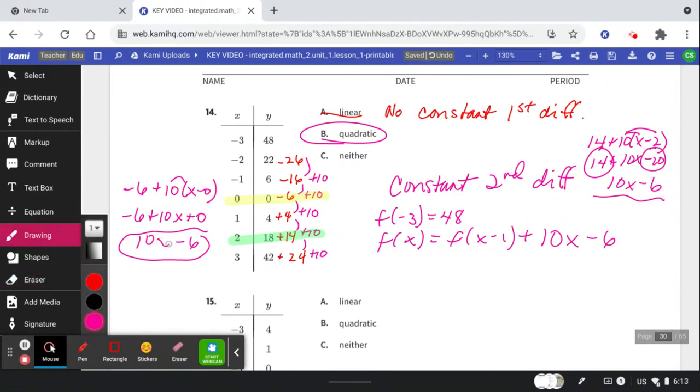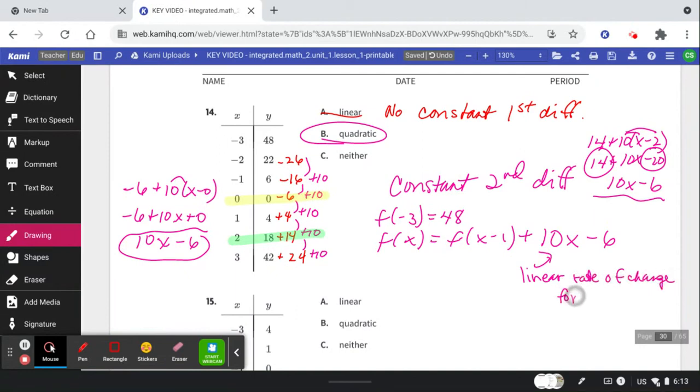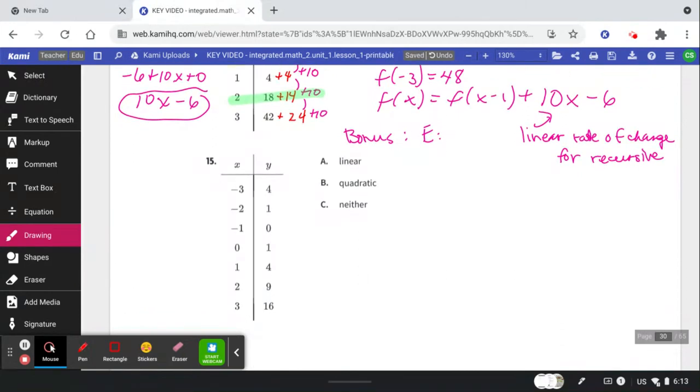So picking any row to find that linear rate of change for your recursive. Again, as bonus, try for the explicit. We'll go over it in class. Okay, next.